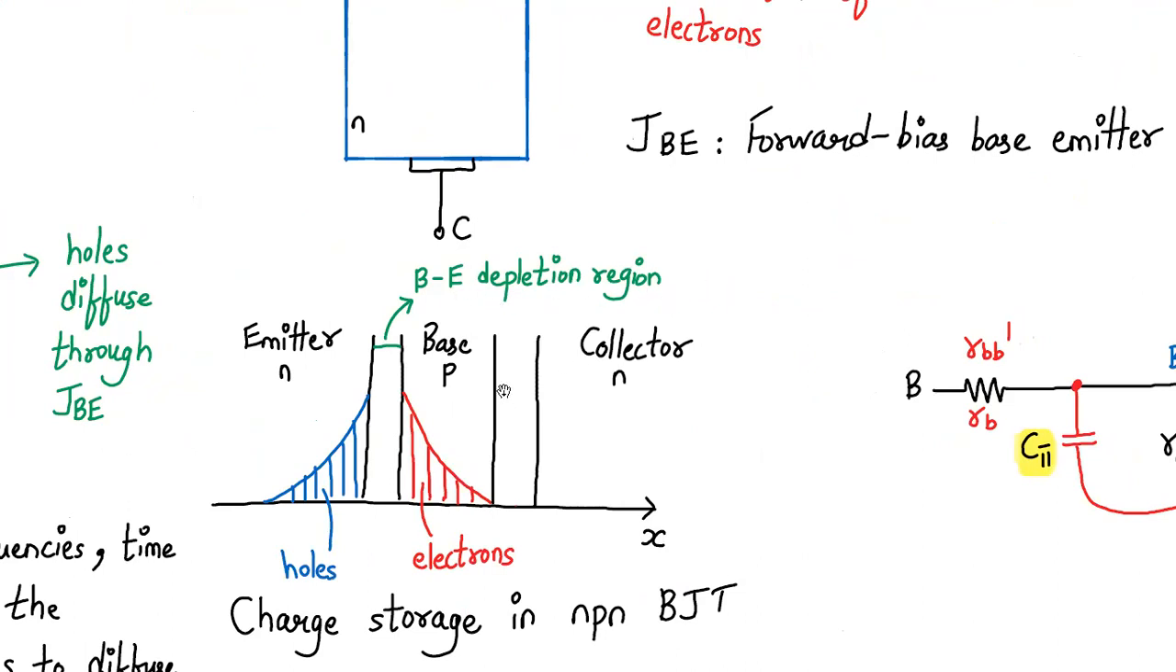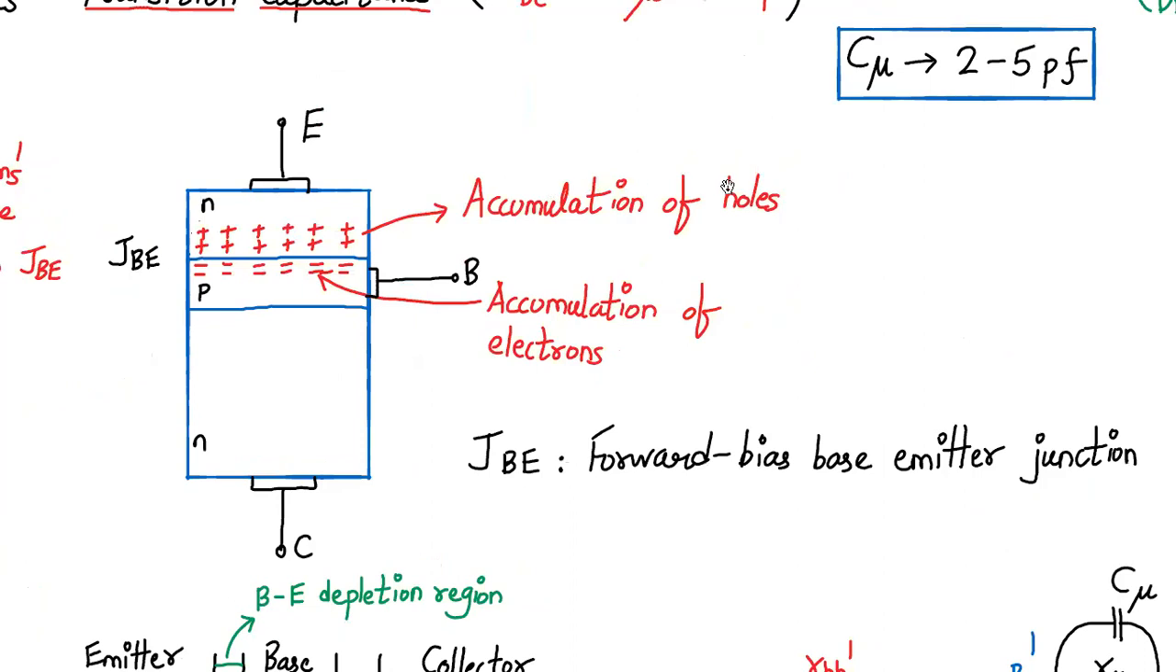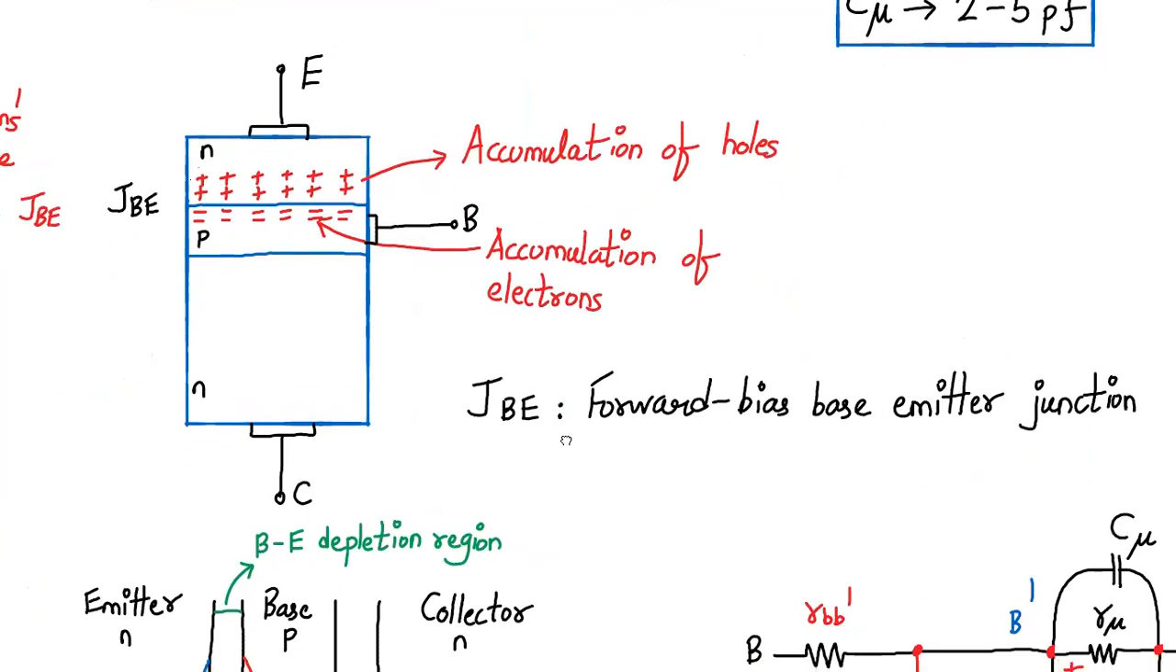base emitter depletion region, and this is the base collector depletion region. As the electrons diffuse from emitter to base, or the holes diffuse from base to the emitter, there will be minority charges getting accumulated near the base emitter depletion region, right? Why they get accumulated, we will see shortly. This is in the form of a cross sectional view. Near the base emitter junction, there is accumulation of holes onto the emitter side, and there is accumulation of electrons onto the base side of the forward biased base emitter junction, right?